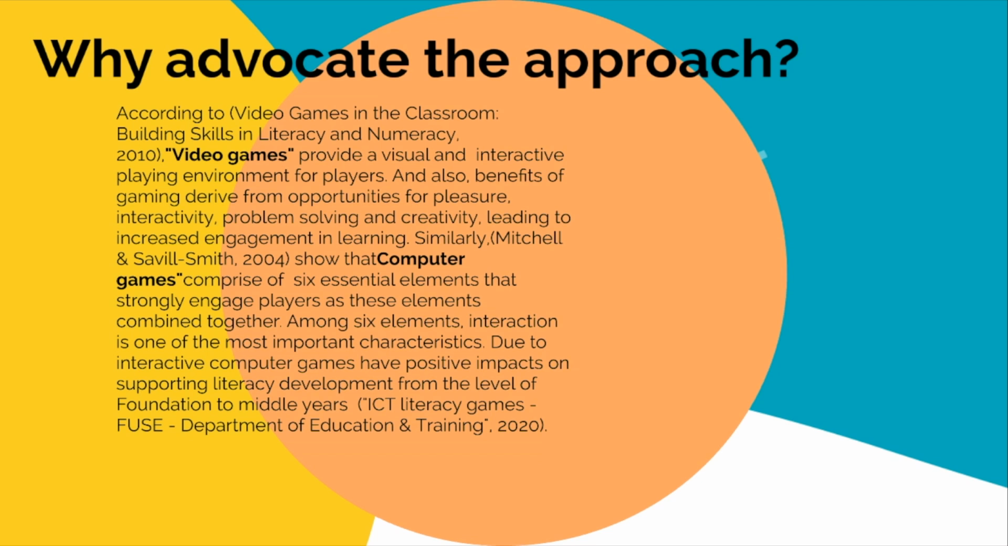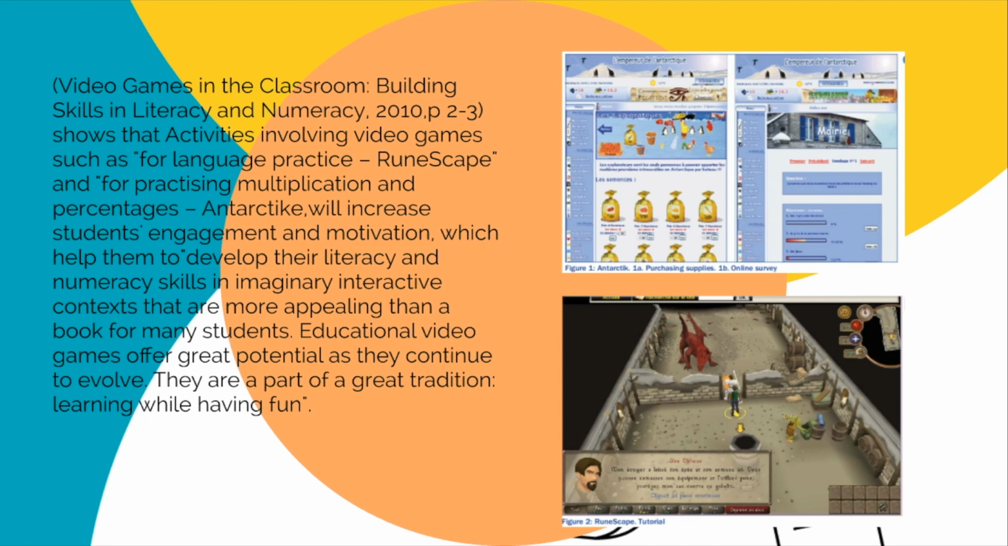Similarly, Mitchell and Savill-Smith 2004 show that computer games comprise 6 essential elements that strongly engage players as these elements bind together. Among the 6 elements, interaction is one of the most important characteristics. Interactive computer games have positive impacts on supporting literacy development from the level of foundation to middle years. So, as you can see, skill building games address literacy and numeracy improvement.